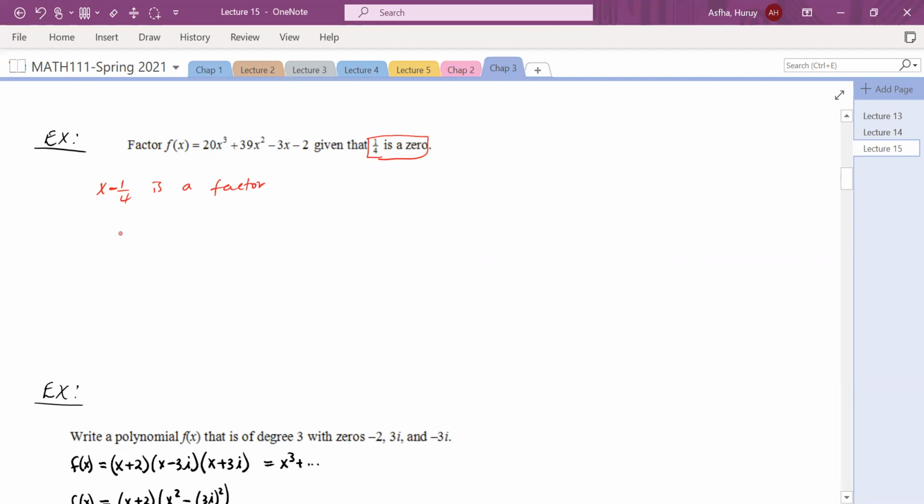All right, so using the synthetic method, I will have 1 over 4, and the coefficients are, then I will have this 20. So this 1 times this, it will be 5. If I add this 2, we get 44. 1 over 4 times 44 will be 11. If we add them, we get 8. This is 2, and the remainder is 0.